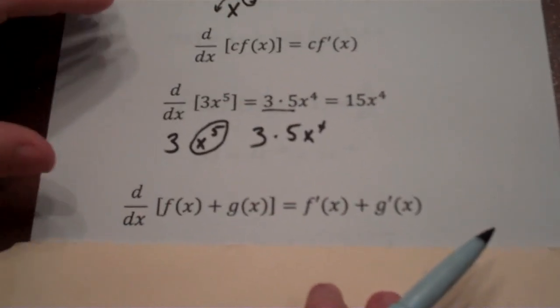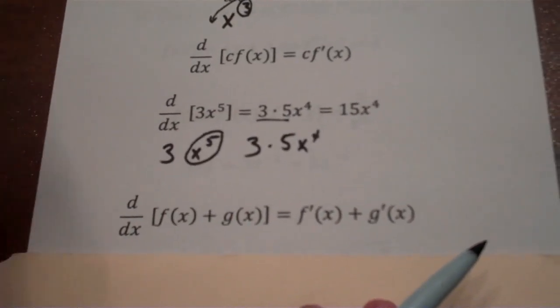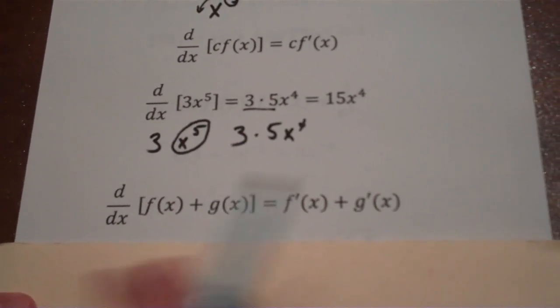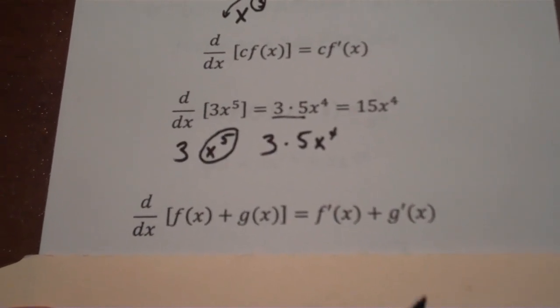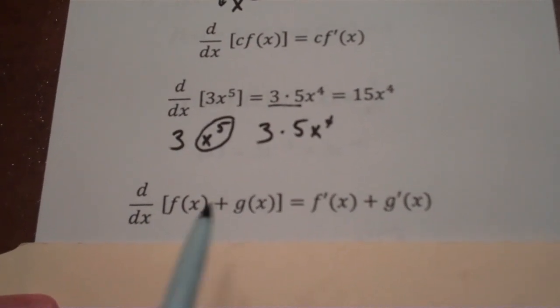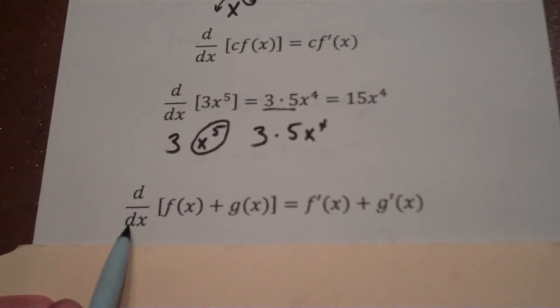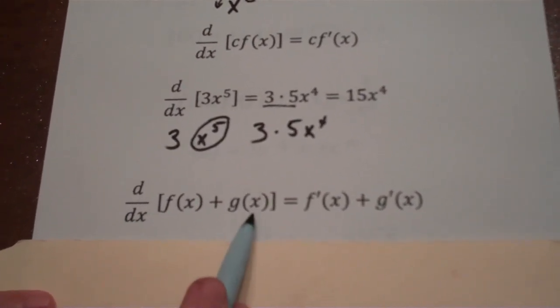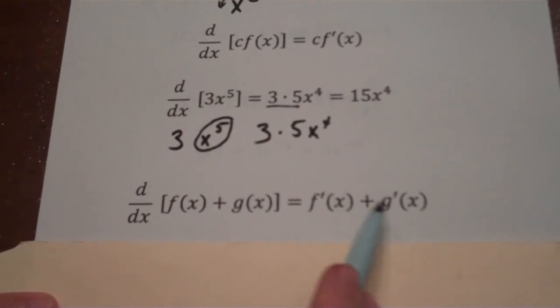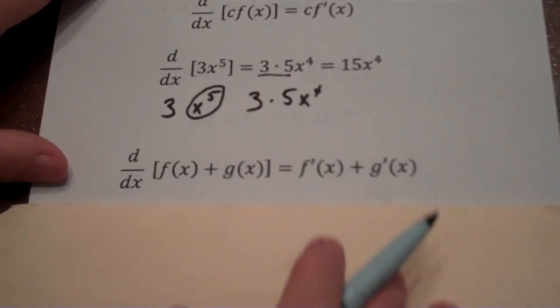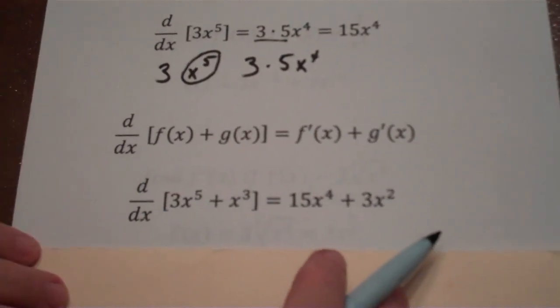Let's take a look at our next rule. Once again, the book is really trying to make this complicated. In fairness to the authors, I don't know that in writing you could make this less complicated. But here's the basic premise. If you take the derivative of 2 functions added together, that equals the derivative of the first function plus the derivative of the second function. Here's what that's really saying.